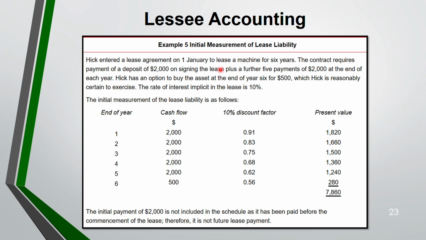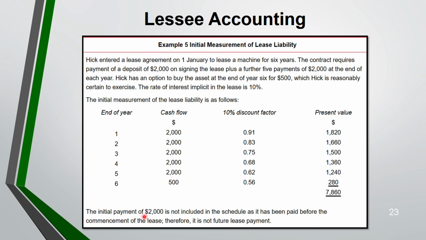They have an option to buy the asset at the end of 6 years for 500, which they are reasonably certain to exercise, and the rate of interest is 10%. So use the discount factor of 10%, and the cash flows for the first 5 years will be 2000 and the last will be 500, because that is the option to exercise, which you will discount and find the present value.